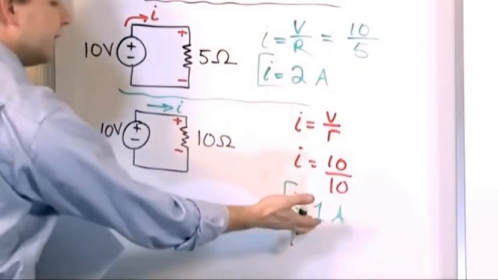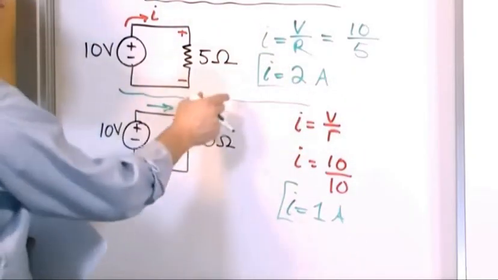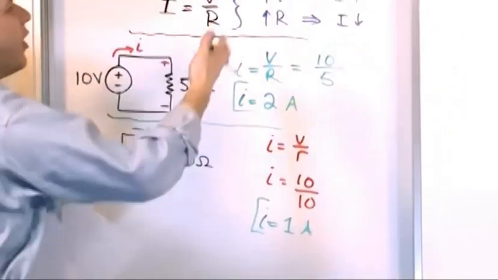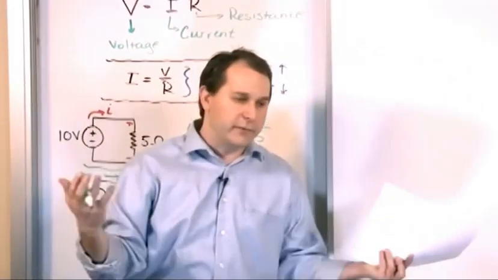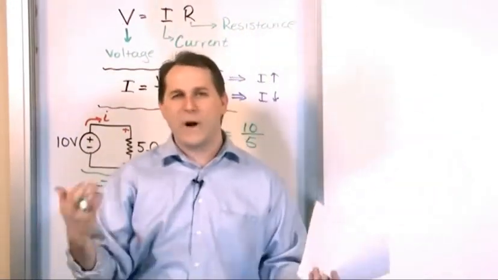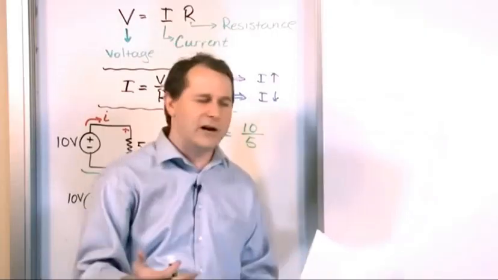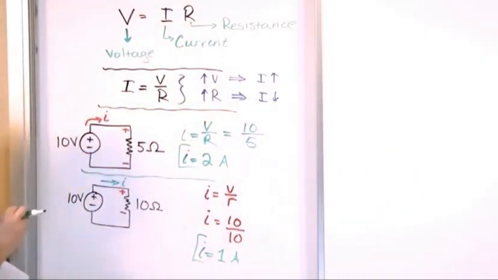The reason it's half as much current is because we have exactly doubled the resistance. It's because Ohm's law is a simple algebra equation. If you double the resistance, you're going to halve the current. I mean, there's no squares anywhere, there's no square roots, it's not really complicated, but you do need to understand what you're doing.